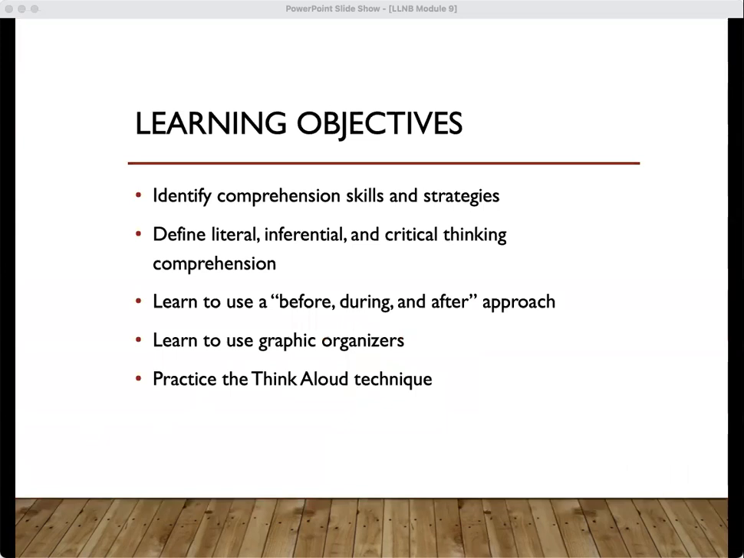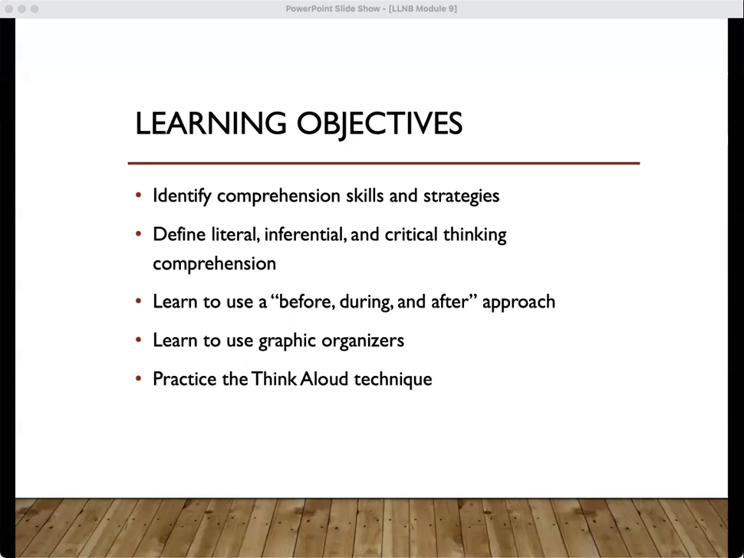During this particular presentation, we will identify the comprehension skills and strategies learners need, define 3 levels of reading comprehension: literal, inferential, and critical thinking, learn to use a before, during, and after approach to developing reading comprehension, learn to use graphic organizers such as a KWL chart to aid reading comprehension, and practice using the think-aloud technique to model what good readers do.